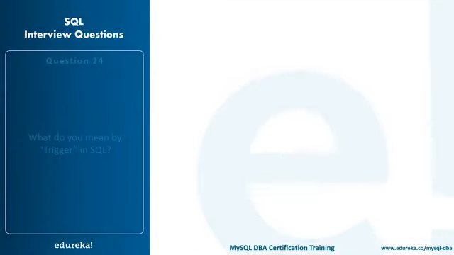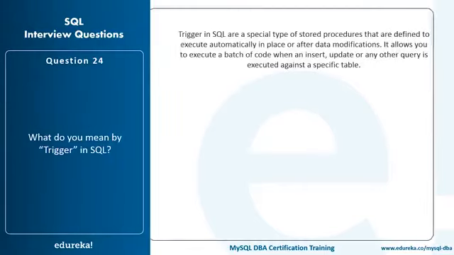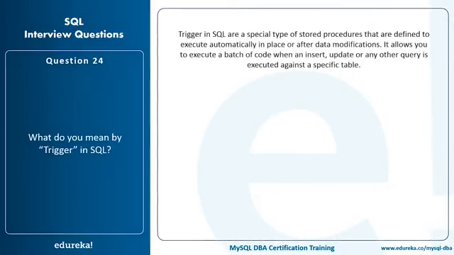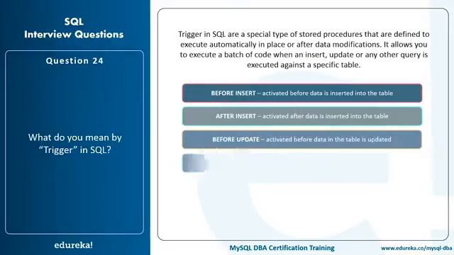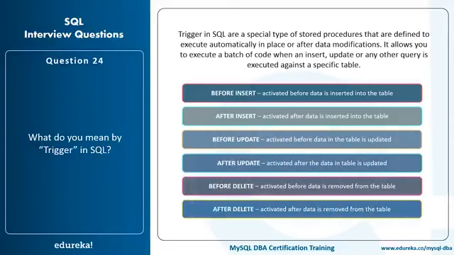Now let's move forward to our next question, that is, what do you mean by a trigger in SQL? Triggers in SQL are a special type of stored procedures that are defined to execute automatically in place of or after data modifications. It allows you to execute a batch of code when an insert, update, or any other query is executed against a specific table. So guys, there are mainly 6 types of triggers that you need to understand about. That's the before insert, after insert, before update, after update, before delete, and after delete. So basically the two main key terms that you need to understand are before and after. These are applied on the insert, update, and delete commands.